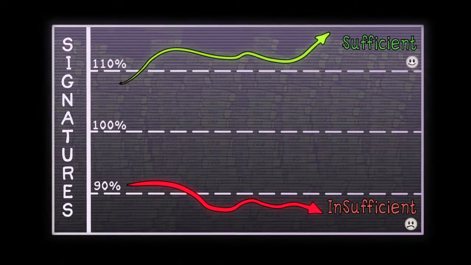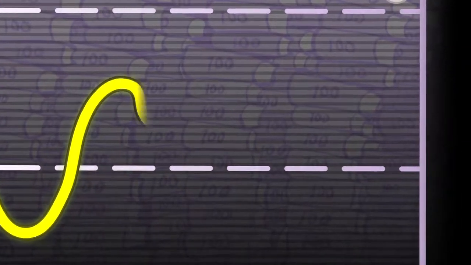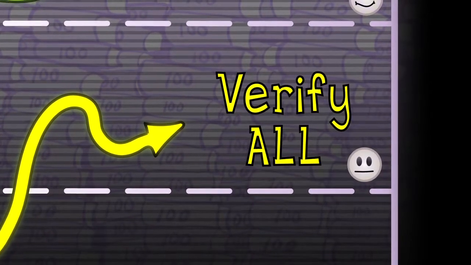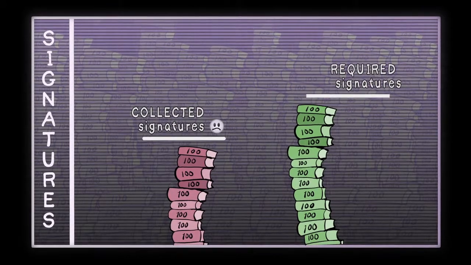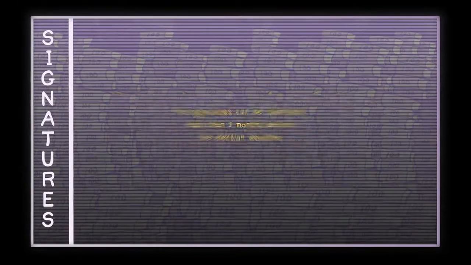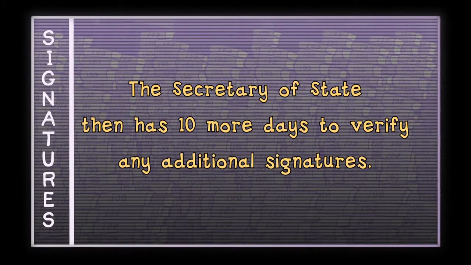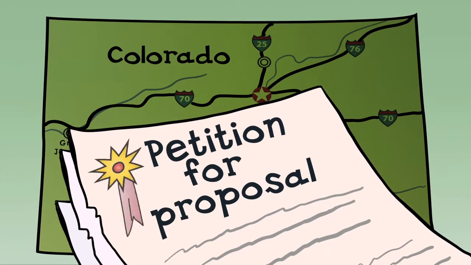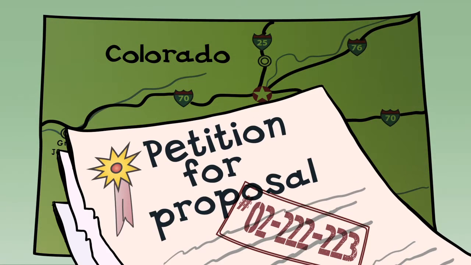However, if the sampling results show that between 90% and 110% of the signatures are valid, then every signature must be reviewed and verified. If the number of signatures does not meet the required amount, proponents have up to 15 days to collect the remaining signatures. However, no signatures can be submitted less than 3 months before the election deadline. The Secretary of State then has 10 more days to verify any additional signatures. Once the Secretary of State confirms that your petition has the adequate number of valid signatures, your proposal will be numbered and placed on the statewide ballot.